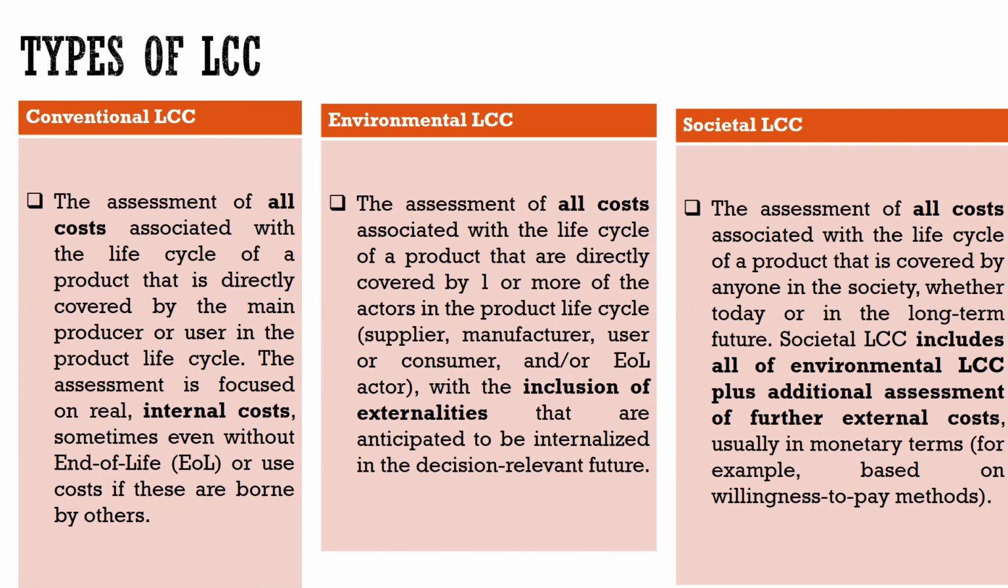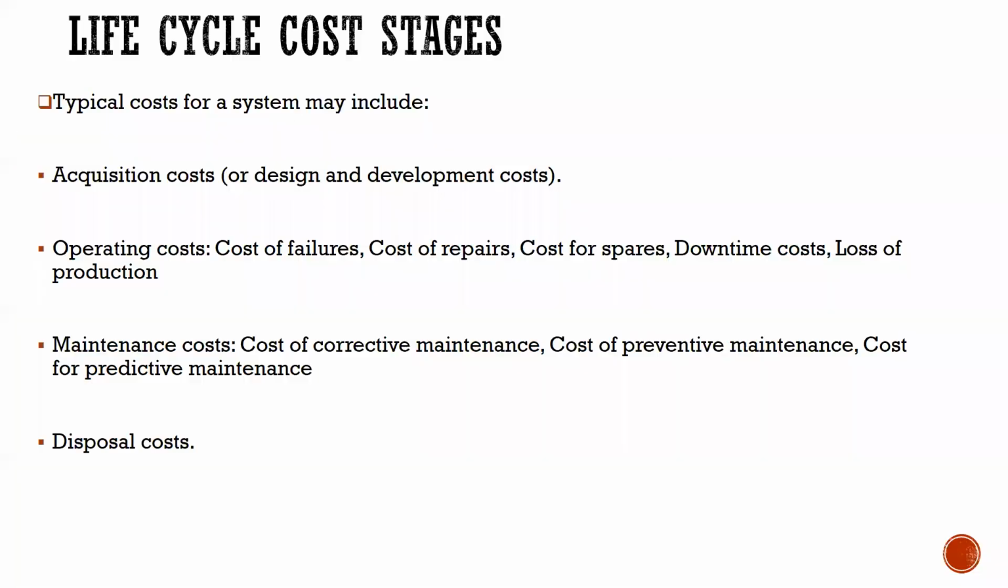So the final one is societal life cycle costing, which is the assessment of all costs that are associated with the life cycle of a product that is covered by anyone in the society. Here, you must involve everyone in the society. It means that the analysis must be from cradle to grave, from the production to the use to the end of life of such product, and you must include all externalities, further externalities of externalities costs. That is, for example, based on willingness to pay or willingness to accept.